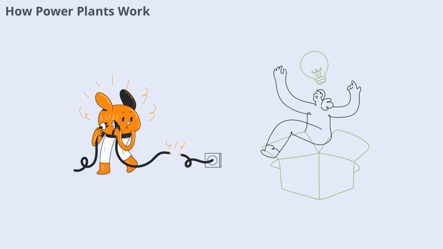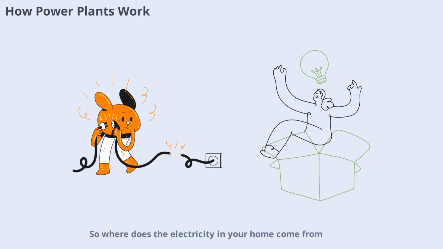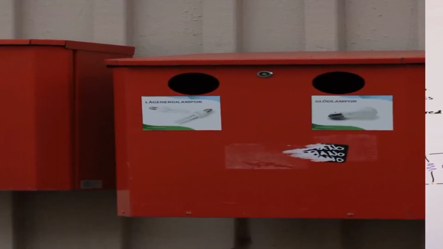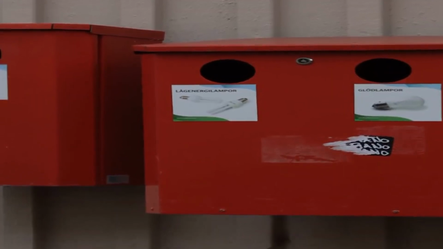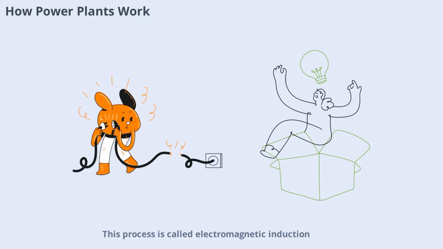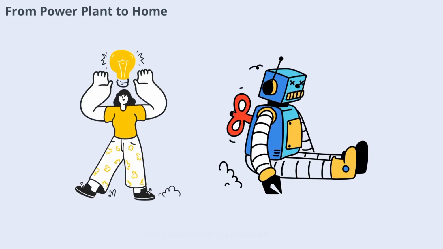But where does the electricity in your home come from? Most of it is generated at power plants. These massive facilities use different sources like coal, natural gas, nuclear energy, or renewables like wind and solar to spin turbines. The spinning turbines turn generators, which use magnets and coils of wire to create electricity. This process is called electromagnetic induction, and it's the backbone of modern power generation. Once electricity is generated, it needs to travel long distances to reach homes and businesses.